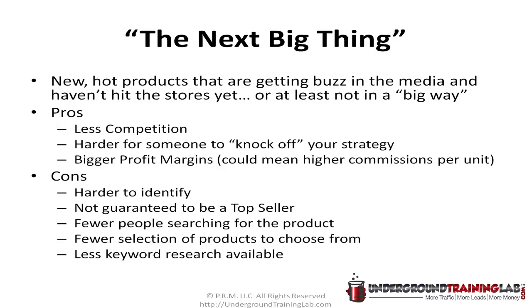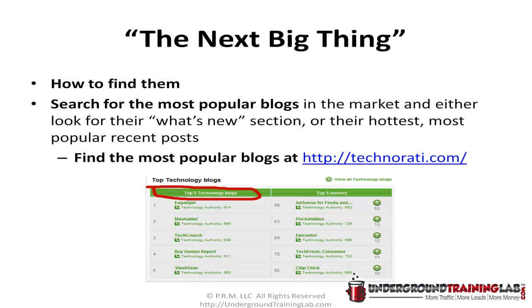There's also fewer people searching the internet for your product, and a big part of the strategy is we're going to build optimized websites so we get traffic from all over the internet for free or from pay-per-click. And part of the issue is there are fewer people searching for the products, so there'll be less traffic for you to step in front of. And you'll have fewer products to choose from to sell, and there'll also be less keyword research available for you. But the next big thing is a strategy that I've used successfully for about 6 or 7 years now. I'm going to show you how it works.